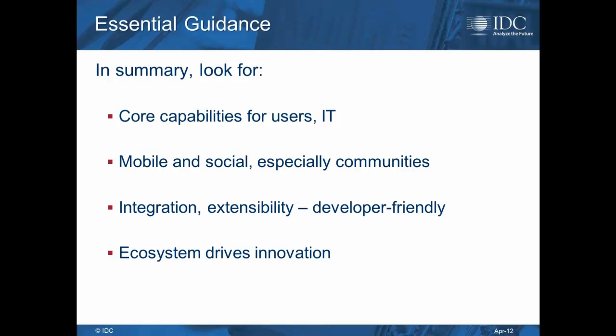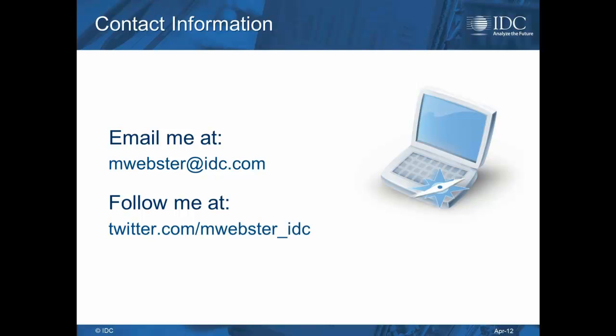In summary, think about the core capabilities for users in IT that make the site scalable, robust, easy to use, and easy to deploy. Mobile and social capabilities, especially community building features, are critical. Look for integration, extensibility, and a platform that's developer friendly. And remember that it's the ecosystem that drives so much of today's innovation. And with that, I'd like to turn it over to Mitch and questions.